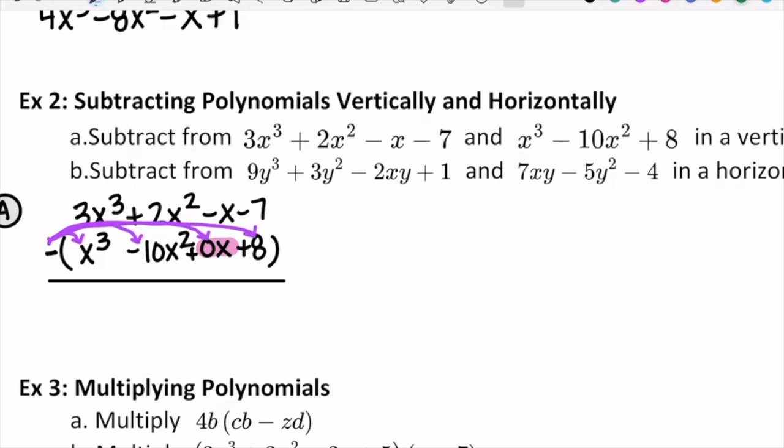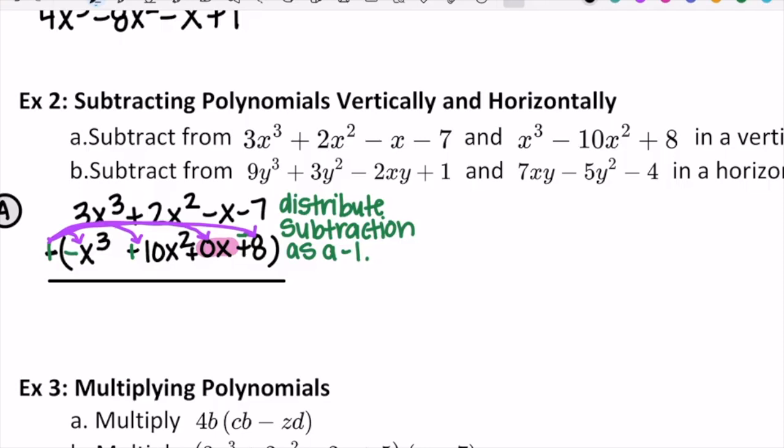So when I do that, that's going to become a negative x cubed. That's going to become a positive 10x squared. Obviously the 0 is not going to matter, but then this is going to become negative x, and then that's going to turn into plus. So right here, I'm just going to write distribute subtraction as a negative 1. Okay, and then just go column by column.